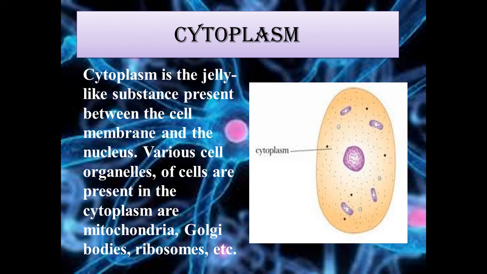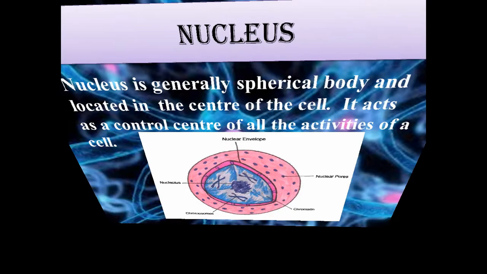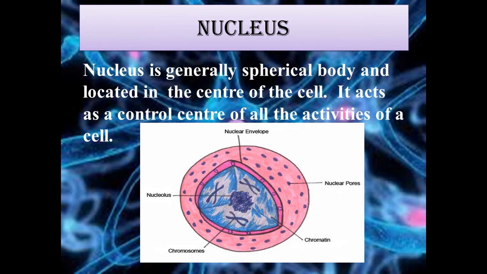Next is the important part of the cell, the nucleus. It is generally spherical and located in the center of the cell. It can be stained easily to see under the microscope. The nucleus is separated from the cytoplasm by a membrane called the nuclear membrane.